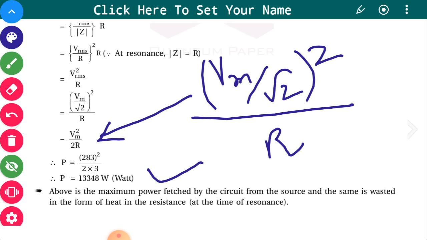This power is the maximum power fetched by the circuit from the source, and the same is wasted in the form of heat in the resistance. Okay.